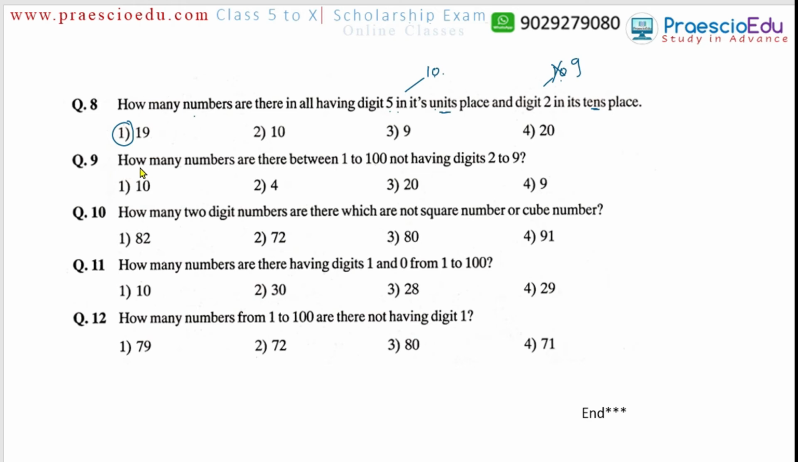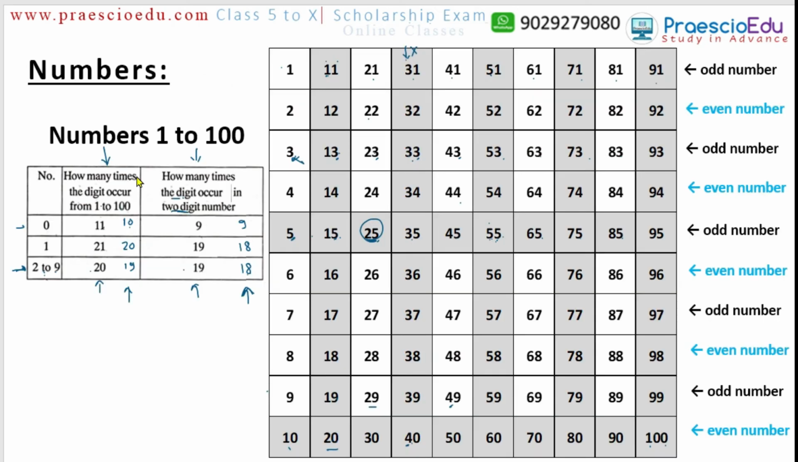Then question number 9. How many numbers are there between 1 to 100 not having digit 2 to 9? What is the meaning of not having 2 to 9? Means either 0 or 1. Other digits should not come. So if there is a 2 digit, we should not consider it. So here 1 2 3 4 up to 100.